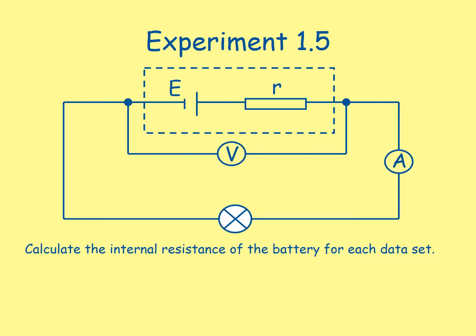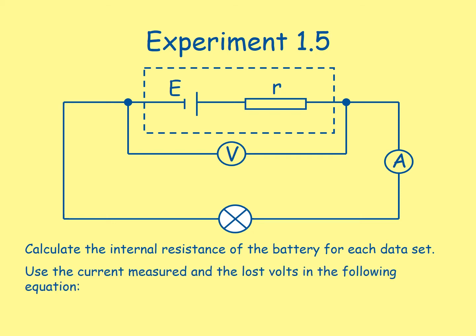Calculate the internal resistance of the battery for each of your data sets. Use the currents measured and the lost volts in the following equation. Internal resistance equals lost volts divided by current.